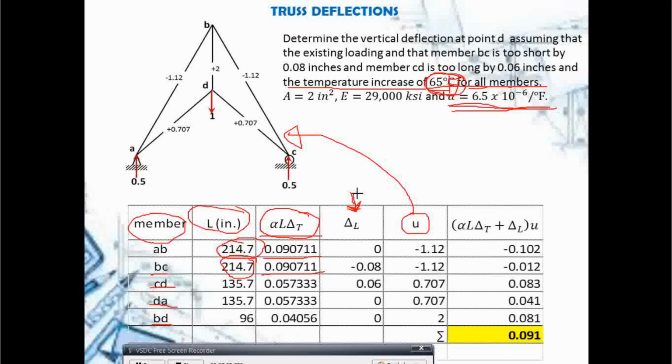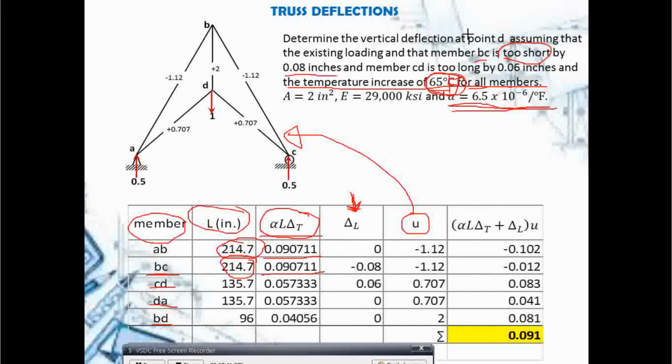Now for the fabrication error. Now be careful with this one. Looking back at the problem, ang sabi doon, determine the vertical deflection at point D, assuming the existing loading and that member BC is too short by 0.08. Kaya si BC daw, too short siya, kumbaga kulang ng 0.08. So that, from that word short, that is minus.